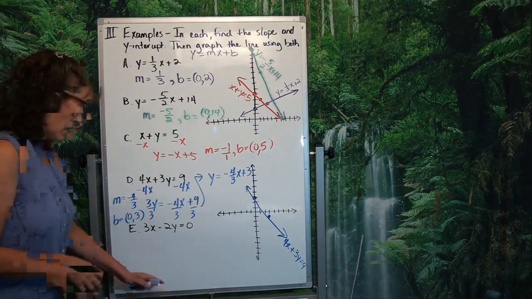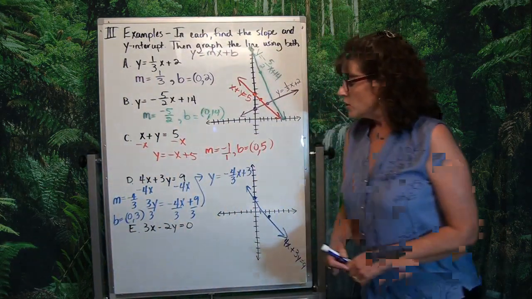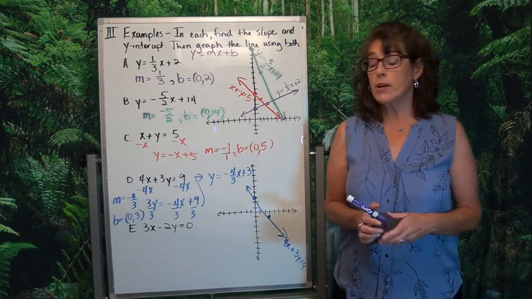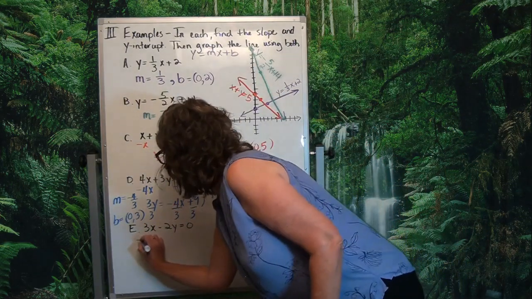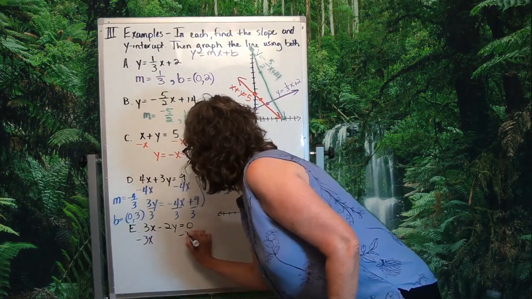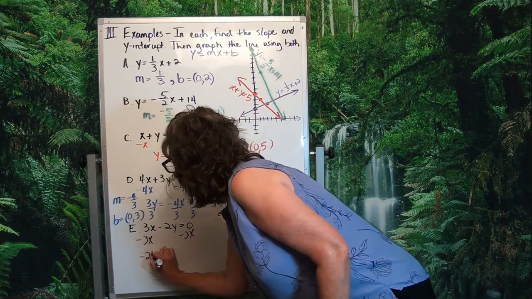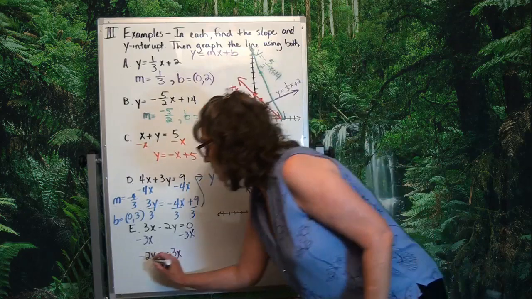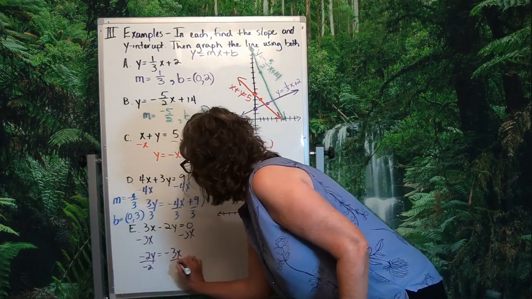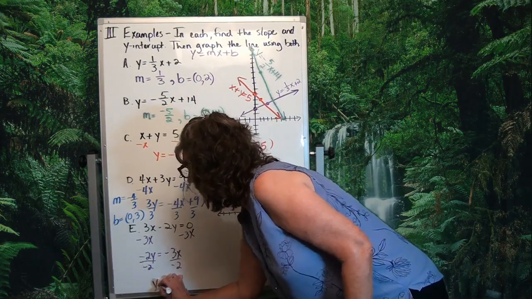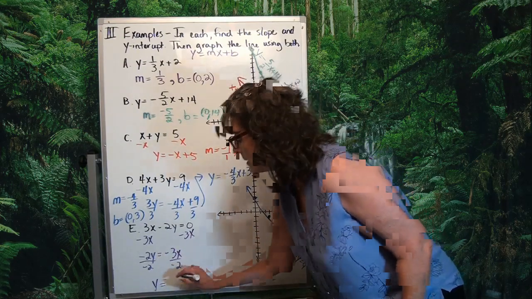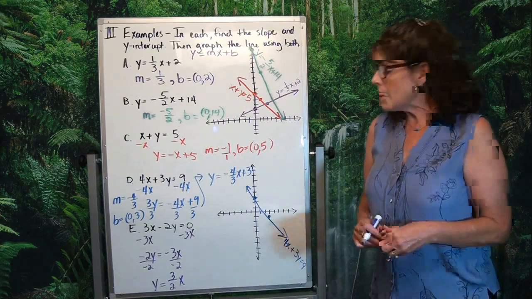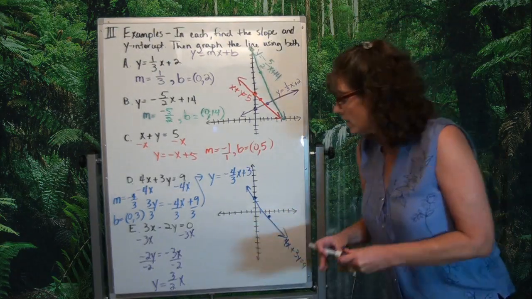Once again, we've got to get the y by itself in order to figure out what the slope and the y-intercept are. So I'm going to subtract that 3x from both sides, giving me negative 2y equals negative 3x. Now I'm going to divide by that negative 2 to get the y by itself, and that will give me y equals, notice negative divided by negative is positive, 3/2 x. So I'm able now to pull out that slope and that y-intercept.